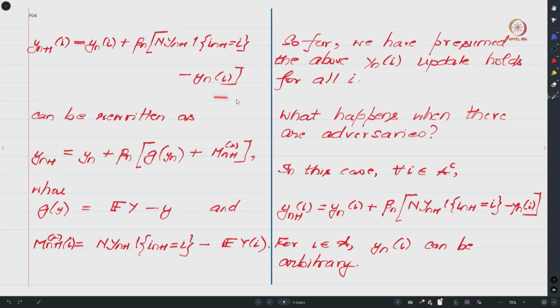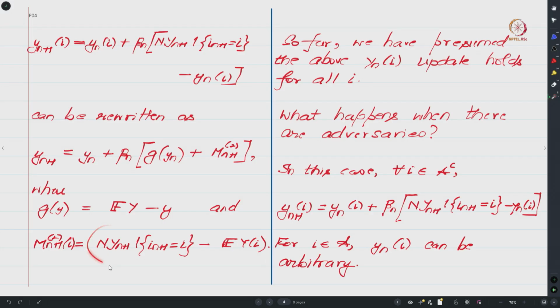So recall that the yn update has this form, so we can rewrite this in the form yn plus 1 equals yn plus beta n times g of yn plus mn plus 1 superscript 2. So the superscript 2 means that this is the noise in the update rule for yn, right, where g of y is basically expected value of y minus y, and this is a vector whose ith coordinate equals whatever we have over here, which is this minus the ith coordinate of this expression, in particular at yn, right. So if you see, this expression and this expression will cancel off and we would end up with this.